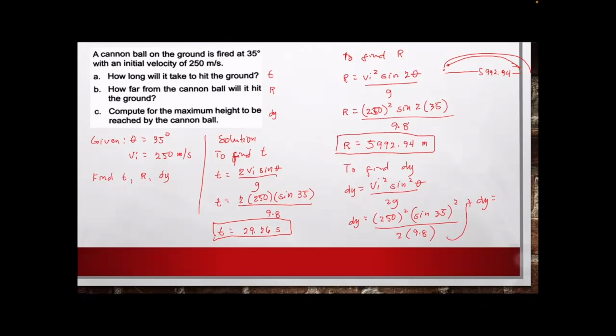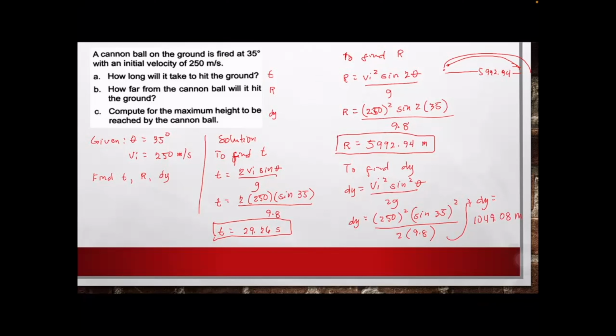Ang layo ng 2,000. Sir, ano po? Yes. 1,049 po. 1,049.08 po. Tama. So, you can have 1,049.08.